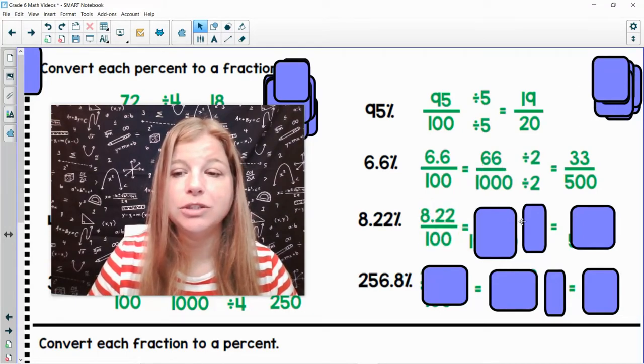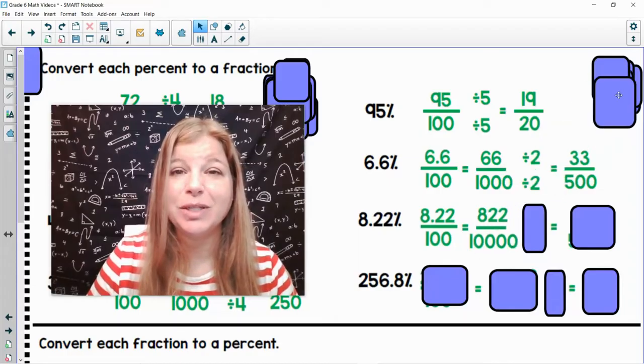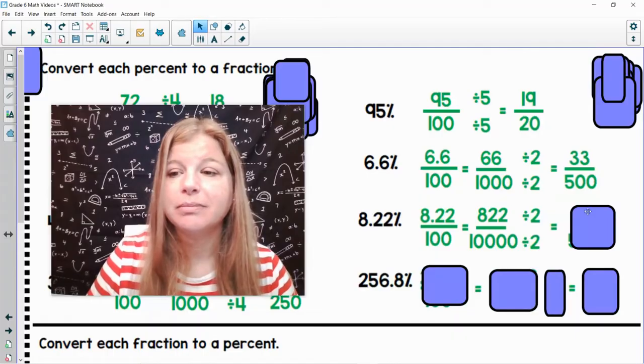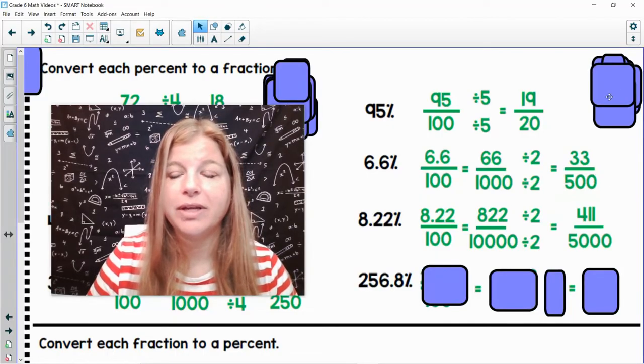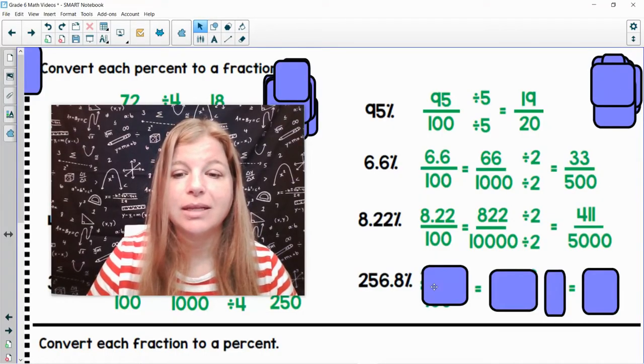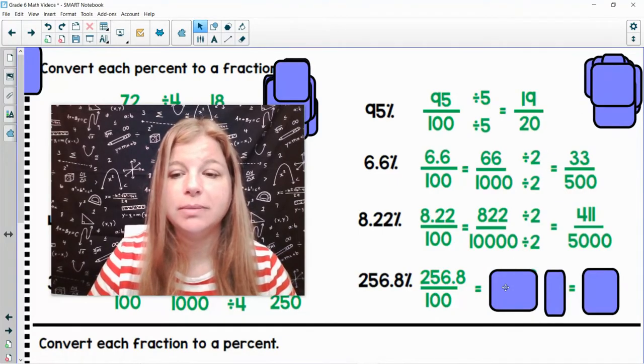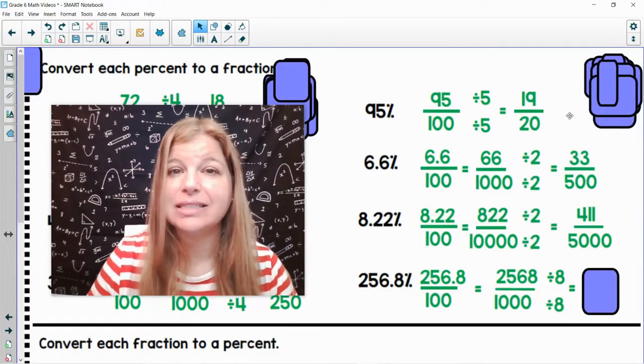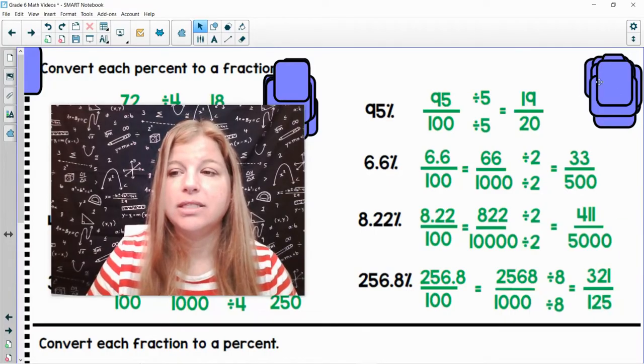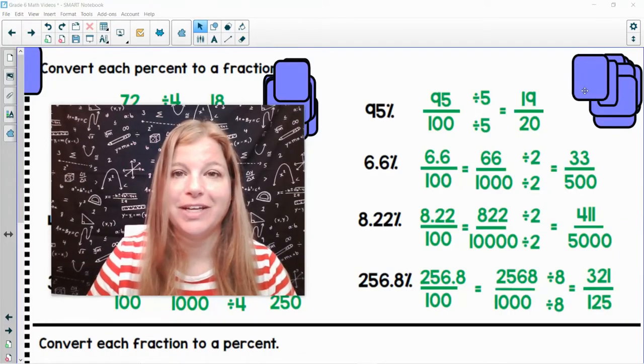8.22% over 100 becomes 822 over 10,000. Divide both of those by 2, and we get 411 5,000ths. Last one, we put 256.8 over 100, multiply both by 10, divide by 8 in this case, until we get 321 1/25ths.